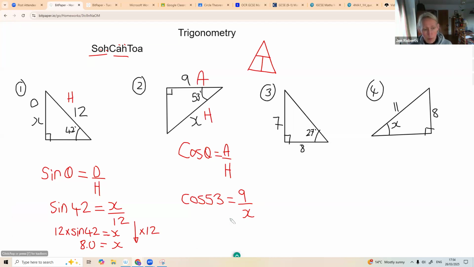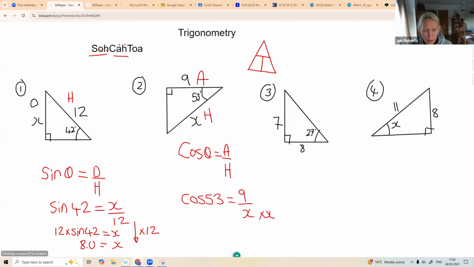So this is different from the sine question because this time the x is on the bottom of the fraction. Because it's on the bottom of a fraction, it's in an awkward position here. So we want to remove it. We'll take it to the other side. The opposite of dividing both sides by x is multiplying both sides by x.